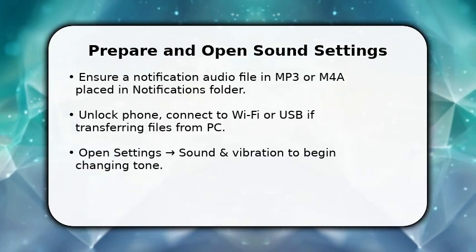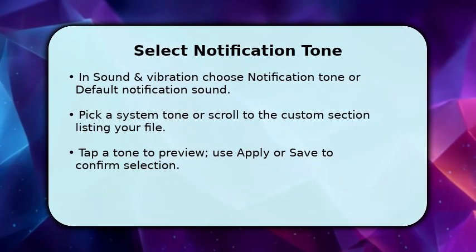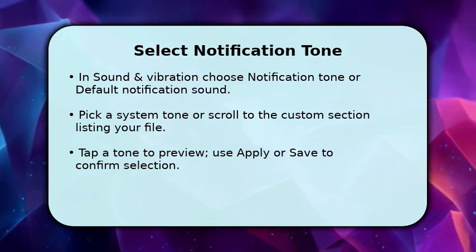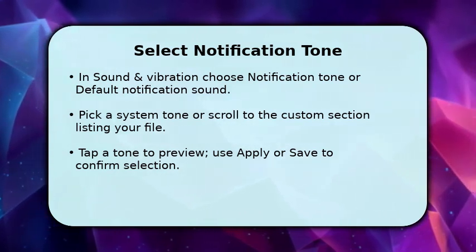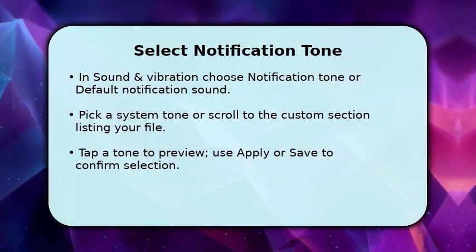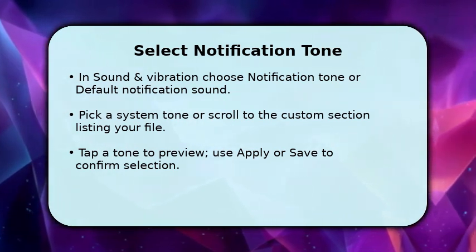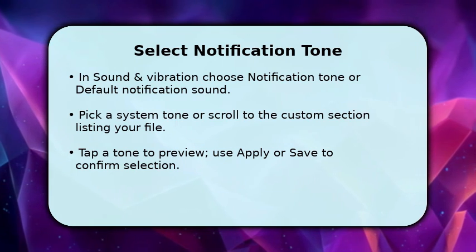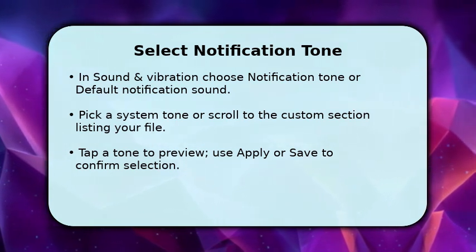You are now inside sound and vibration and ready to choose. Tap notification tone or default notification sound. The list shows built-in sounds first and any valid files from notifications folder after. Once you find your file, tap it to preview. This helps you verify length and volume.